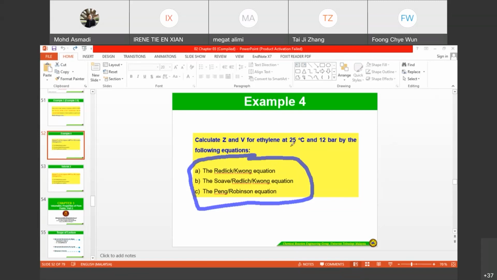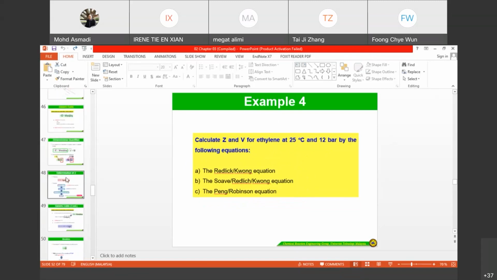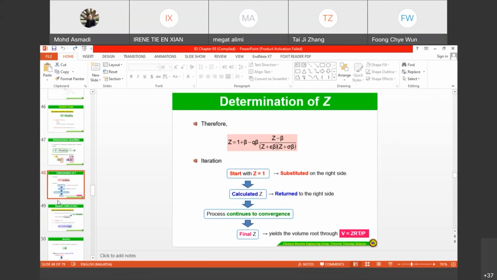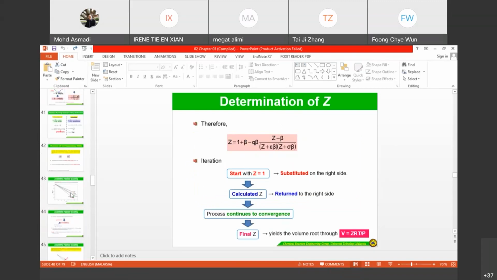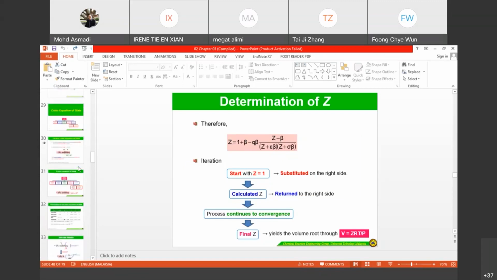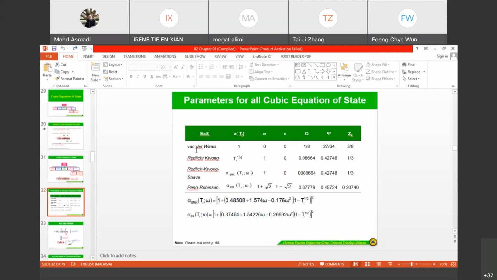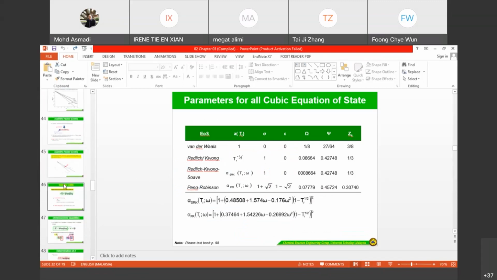Since it's gas, you have to refer to the equations for vapor. This one. And then for the parameters, please refer to table 3.1. If you look at here, it's stated you have to use Redlich-Kwong and also Peng-Robinson. So you have to calculate all the answers. Which one is more accurate? Any questions about the method of vapor and liquid?